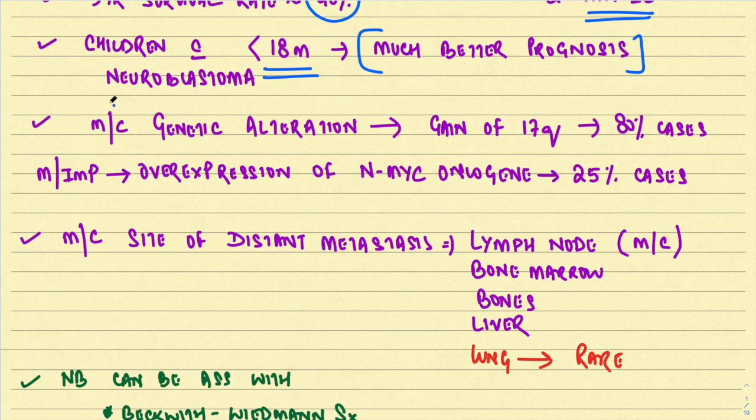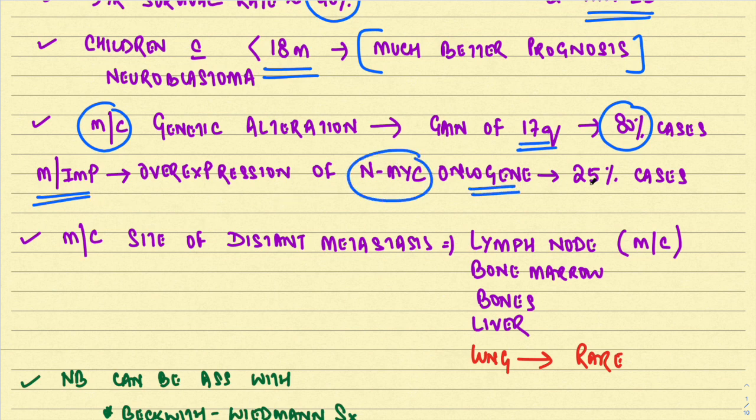Now, the most common genetic alteration seen in neuroblastoma is gain of 17q, which is seen in 80% of the cases. Whereas the most important genetic alteration is the overexpression of the NMYC oncogene, which is seen in 25% of the cases. And this is the one which has a bearing on the prognosis of neuroblastoma.